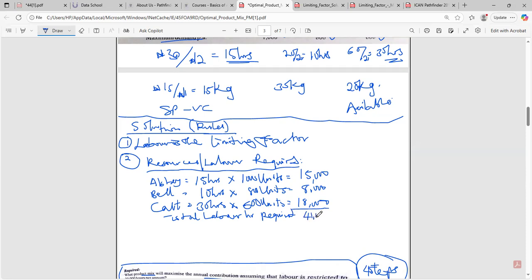So this is our total labor hours required. For us to make the whole of Abbey, which is 1,000 units, we need a total of 15,000 hours. For Bell, which is 800 units, we need a total of 8,000 hours. For Cat, which is 600 units, we need a total of 18,000 hours. The total hours that we need in our company now is 41,000 hours. So we have gotten our labor hours required.